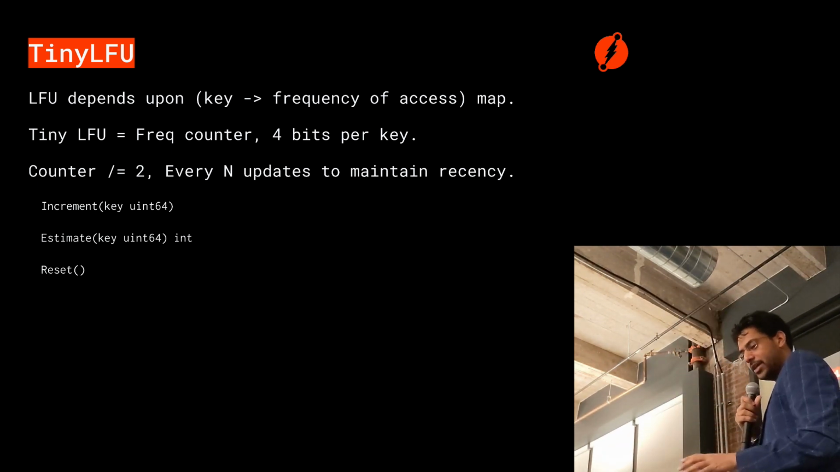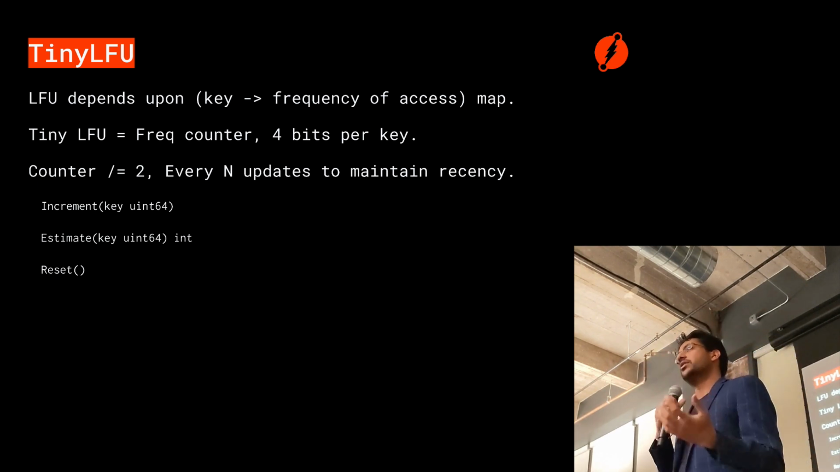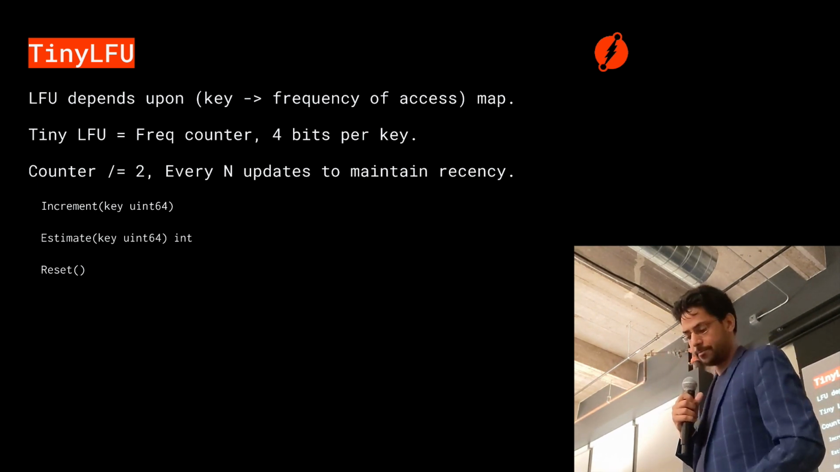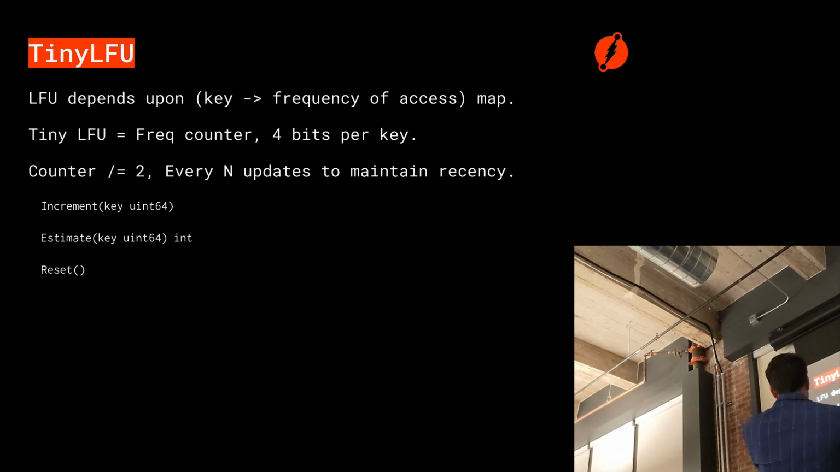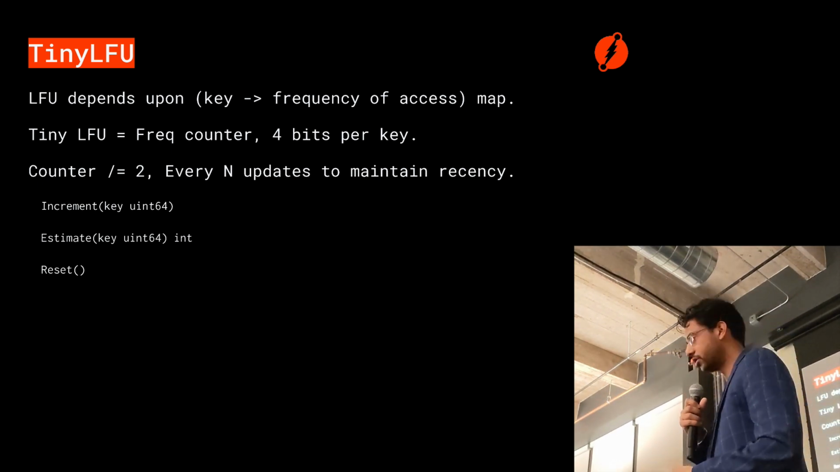Finally, tiny LFU provides an estimate function, which is the frequency estimate for each key. So it has the increment, which is where you increment the counter, estimate, which is the estimate of what the counter for that key might be, and reset is the halving of the counters.